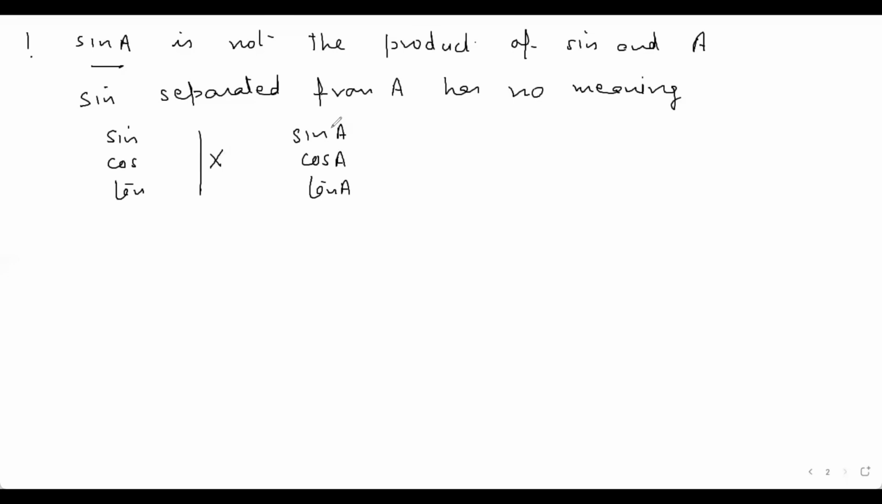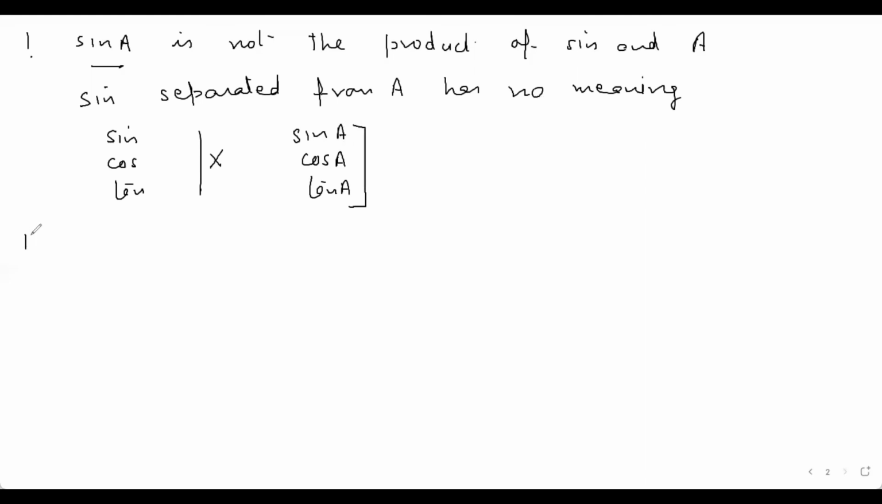You can say this A is an angle. This can be sin theta, cos theta, tan theta, sin 30, cos 30 degree, tan 30 degree. Sin separated from A has no meaning. Sometimes students develop the habit of writing only sin or cos, so please don't write that. You have to write the angle along with sin: sin A, cos A.